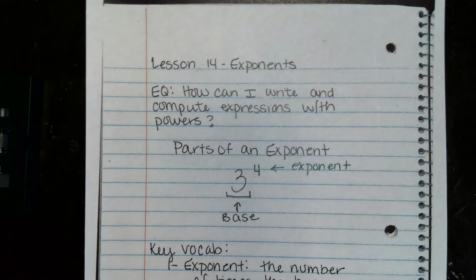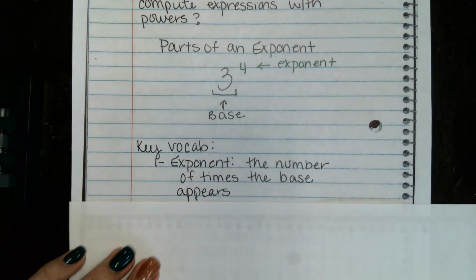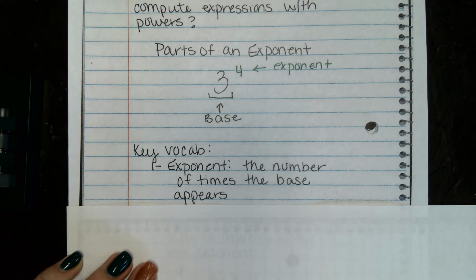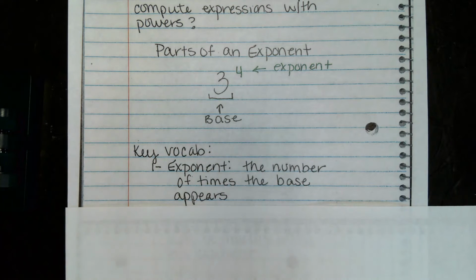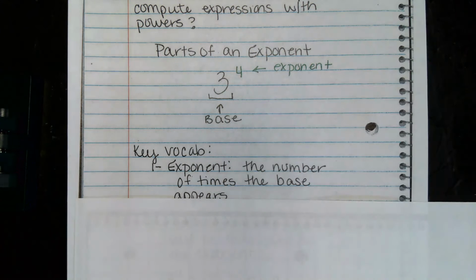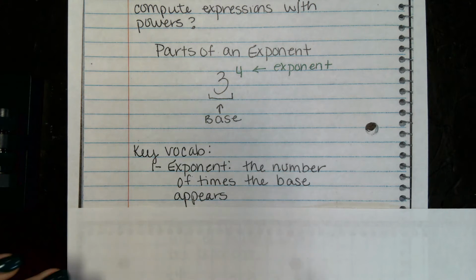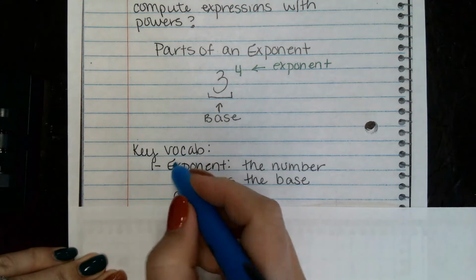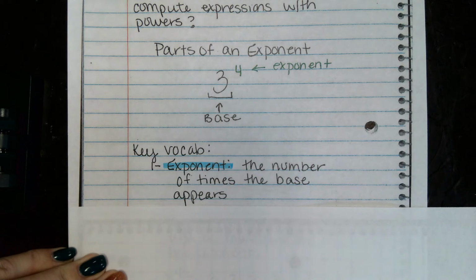So let's actually write that down. Our key vocab here includes two different words, and our first word is exponent. The exponent is the number of times the base appears. So if my base is 3 and my exponent is 4, my base of 3 is going to be there 4 times. Once again, the exponent is the number of times the base appears. I'm going to highlight the word exponent here.